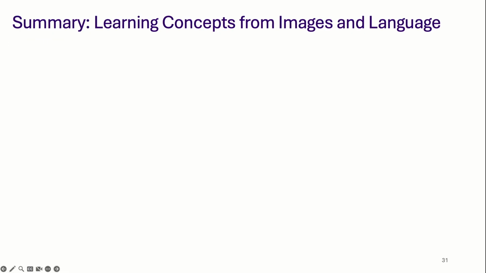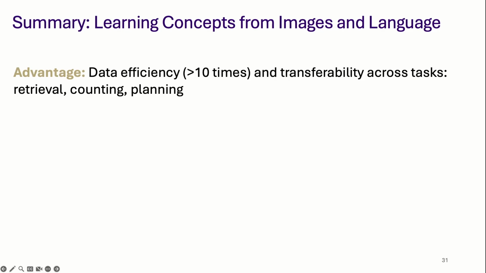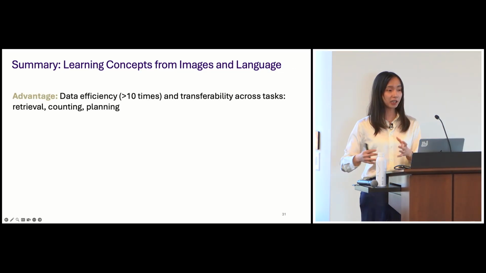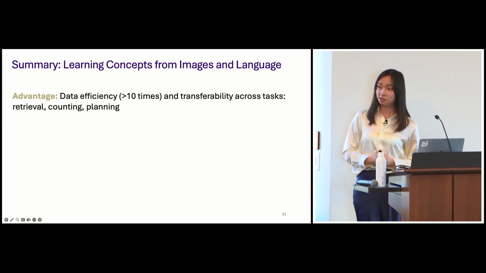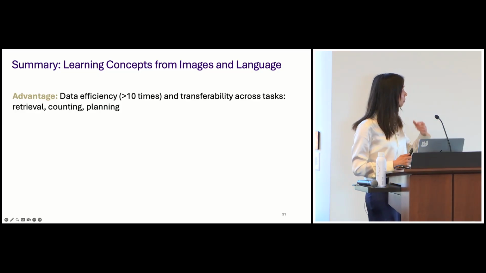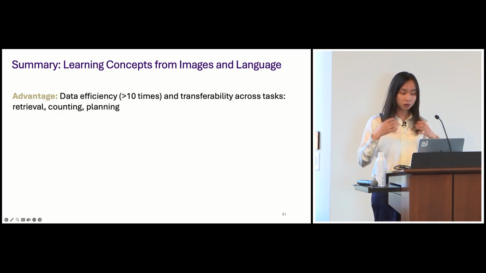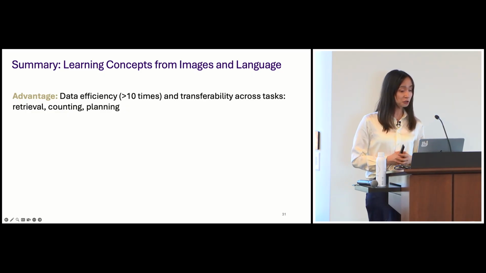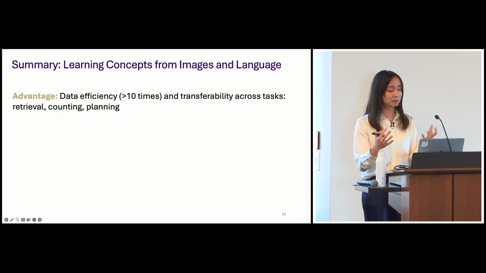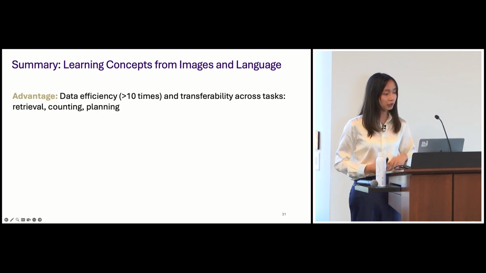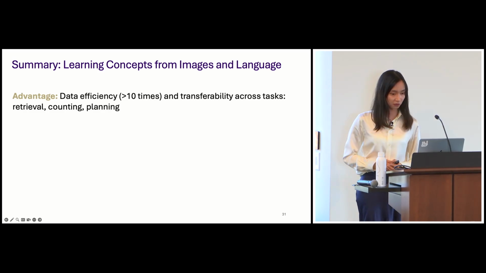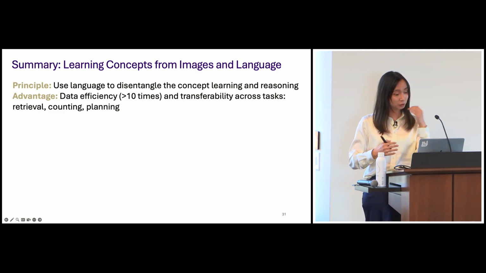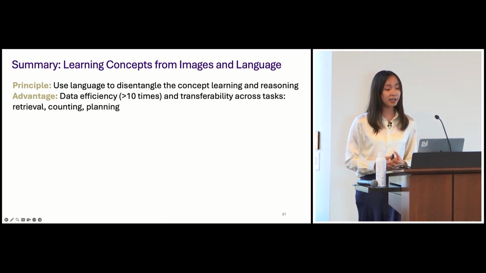As a consequence, such a system is usually very, very data efficient because it really disentangles the concept learning problem and the reasoning process, where the reasoning part, like counting, can be just manually coded as deterministic programs. So this kind of system is usually much more data efficient than other methods, no matter whether they are neural or neuro-symbolic alternatives. They're usually 10 times more data efficient. And also the learned small concept networks can transfer across different tasks. You can use them for retrieval, for counting, for planning purposes. The underlying principle here is to use language, human and programming languages, to help you disentangle the concept learning and reasoning.